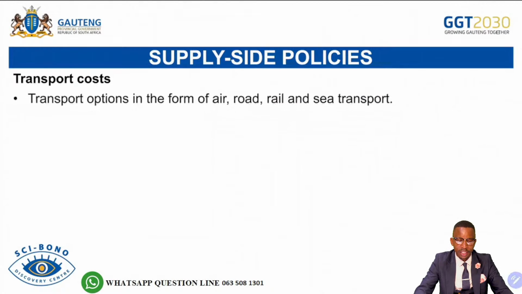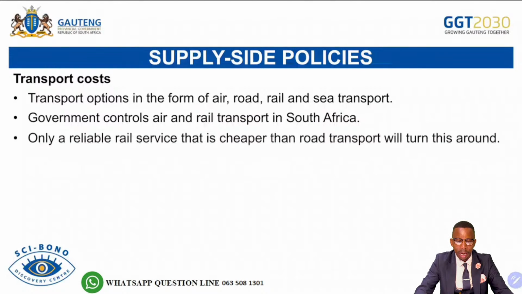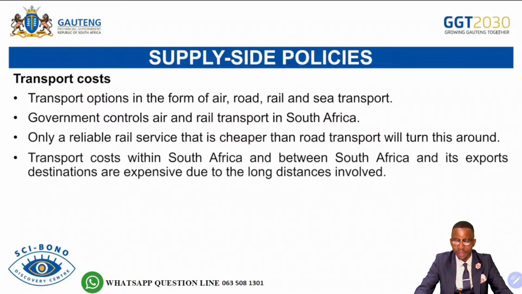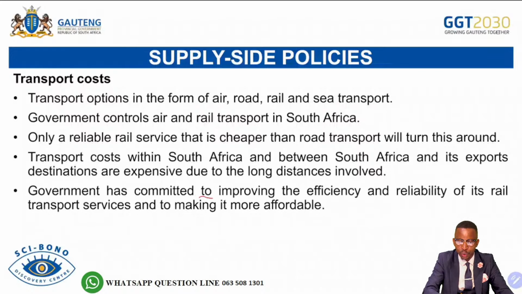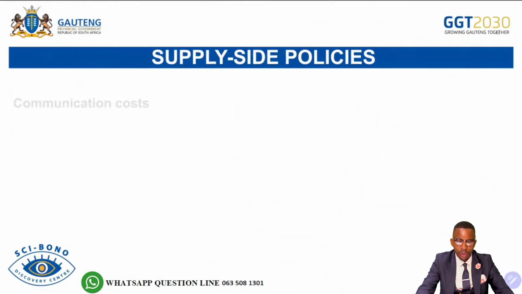Transport cost. The transport options are in the form of air, road, rail, and sea transport. Government controls air and rail transport in South Africa. Only reliable rail services that are cheaper than road transport will turn this around. Then transport costs within South Africa and between South Africa and export destinations are expensive due to the long distances involved. Government has committed to improving efficiency and reliability of rail transport services and making it more affordable. Then we continue towards the end.